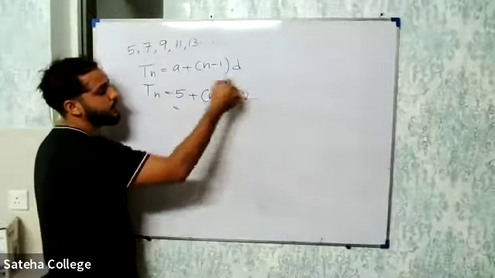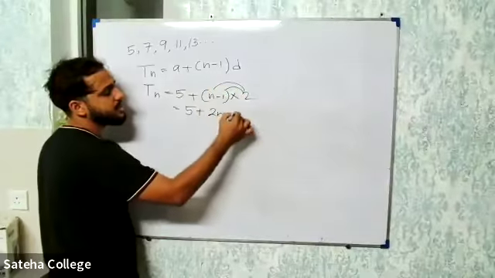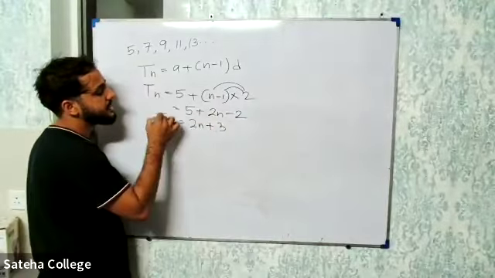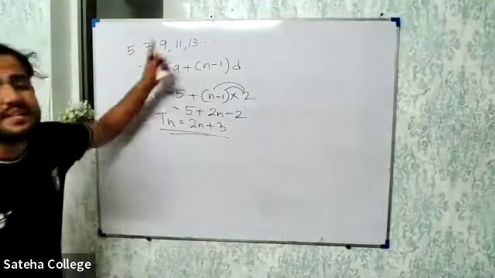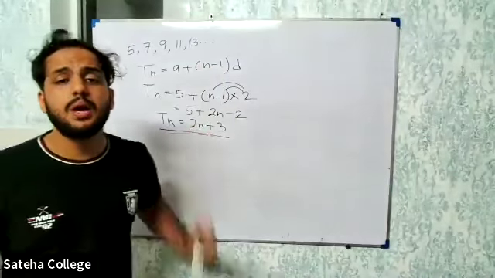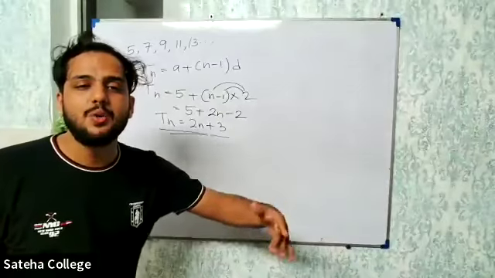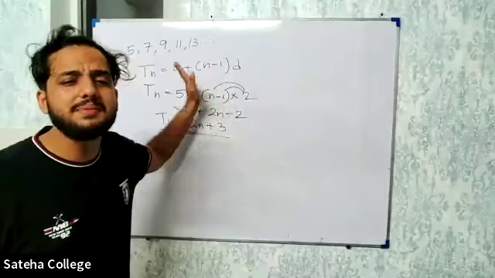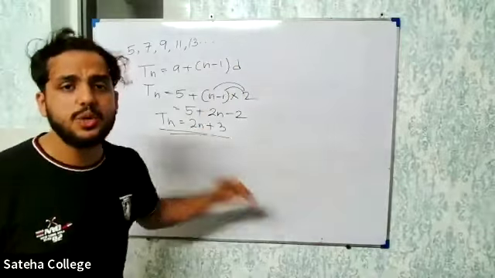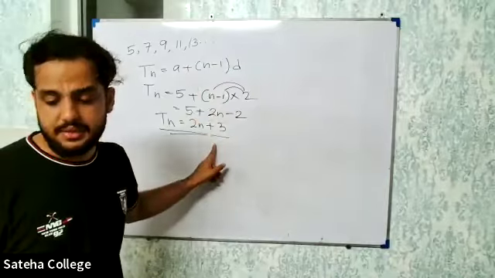Right? Into 2. Now what you can do, 5 plus, open the bracket here, 2 into n is 2n, 2 into minus 1 is equal to minus 2. 5 minus 2 is 3. So for this arithmetic progression, we can modify this equation and get Tn is equal to 2n plus 3. From here onwards, we are going to use this equation because already we have substituted for a and d. It will never change for this question, right? So from now onwards, we are not going to start from here. We can start from this equation.